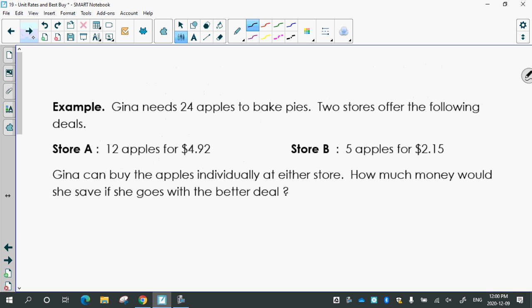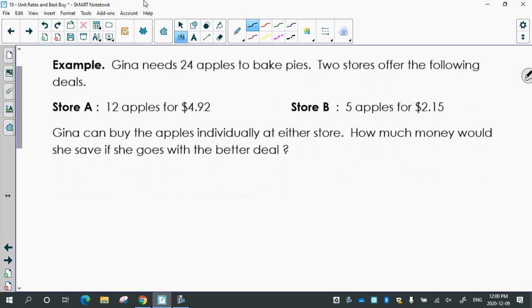Okay, this is an EQAO question as well. I just retyped it. Gina needs 24 apples to bake pies. 2 stores offer the following deals. Store A gives you 12 apples for $4.92. Store B, 5 apples for $2.15. And then it says, if she can buy apples individually at either store, how much money would she save if she goes with the better deal?